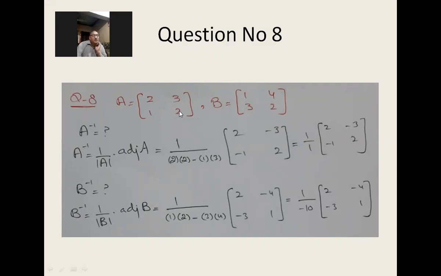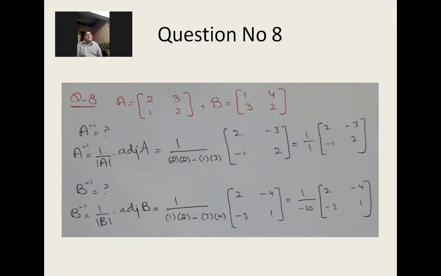You know the determinant is: you multiply the members along this diagonal minus the members along this diagonal. So 1 by 2 into 2 minus 1 into 3. And then we will have the adjoint. In the adjoint, we interchange the location of these 2 points along this diagonal, and we change the signs of these 2 points along this diagonal. So you will have [2, -3; -1, 2]. Here you will have 4 minus 3, that will be 1. So 1 by 1 into [2, -3; -1, 2]. So this is how you find the inverse of A.